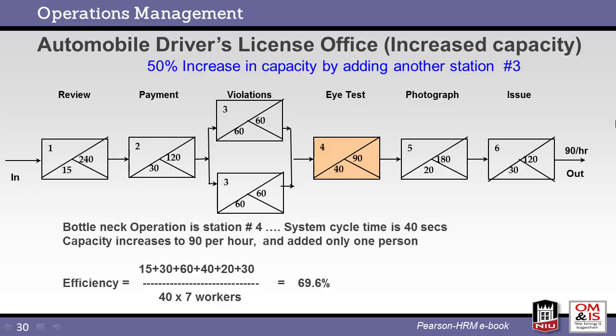Now we consider adding a second violations workstation to address the bottleneck. Doing so reduces the overall system cycle time from 60 seconds to 40 seconds, with a 50% increase in capacity. All this while only adding one person and ending with an efficiency of just under 70%. This is a good example of improving the system with minimal added cost.